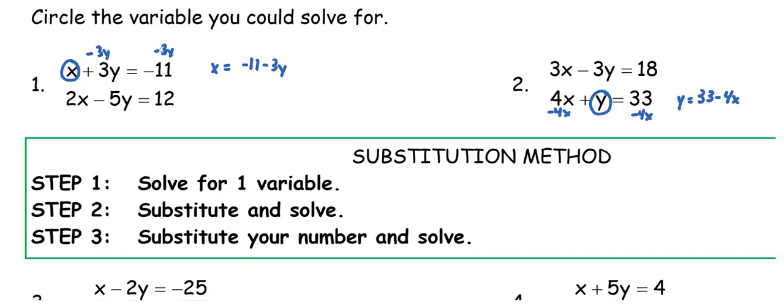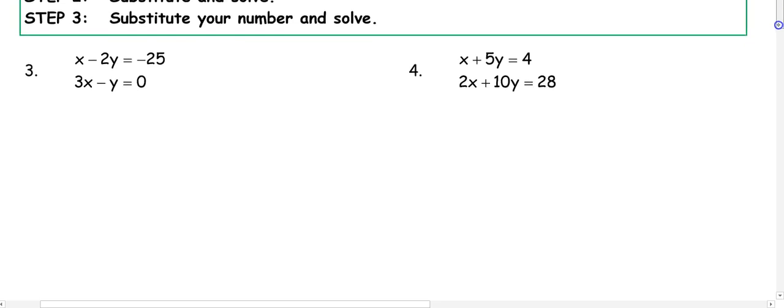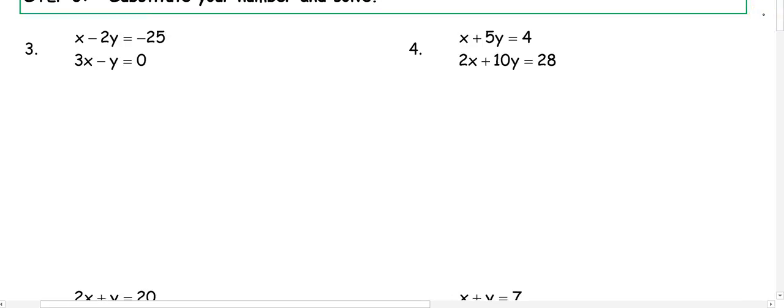So in the substitution method, the first step is to solve for one of your variables, either get x or y by itself, and then the steps that we did yesterday. We're going to substitute and solve, and then substitute the number and solve again. So in number 1, we have x minus 2y equals negative 25, and 3x minus y equals 0. In order to get x by itself, because there's a coefficient of 1, we're going to add 2y to both sides. So this equation now changes into x equals 2y plus 25.